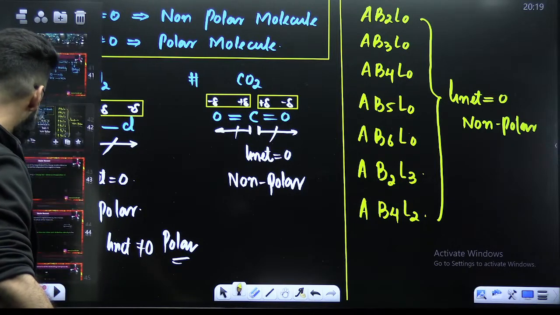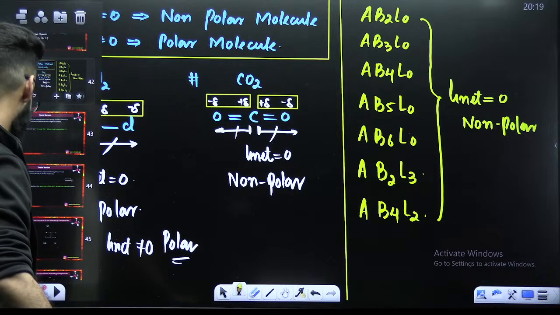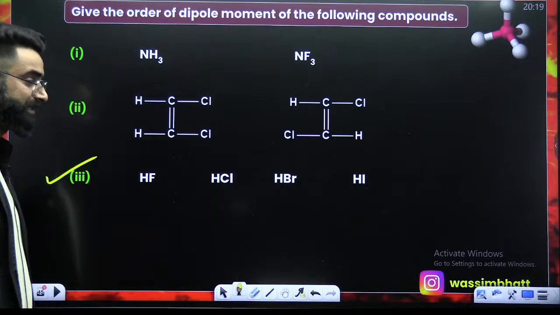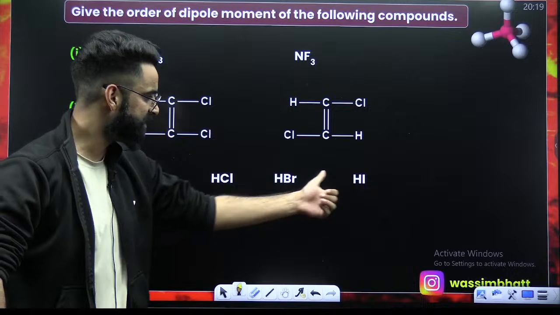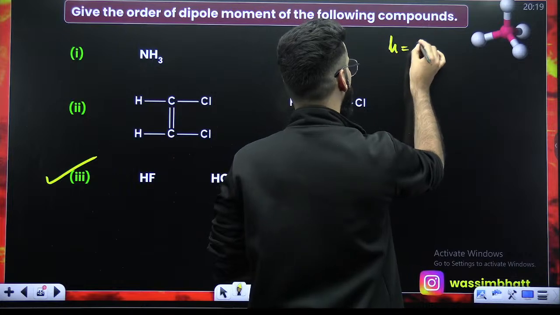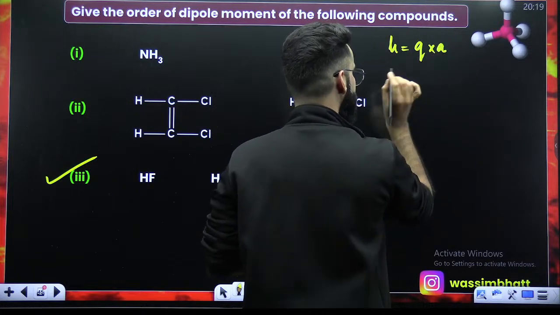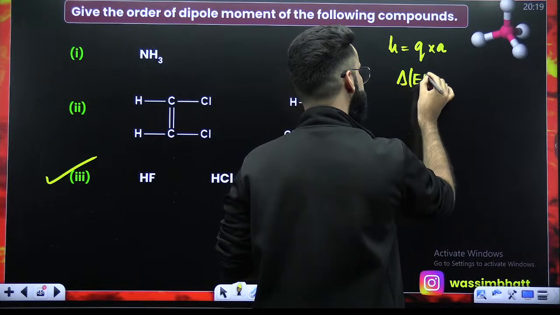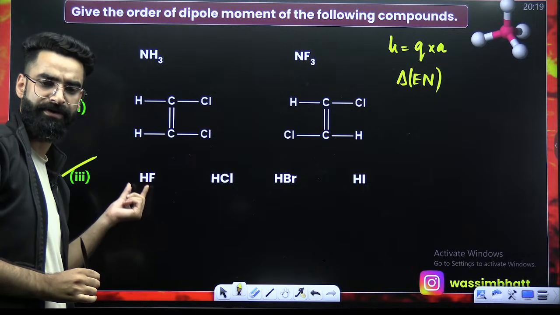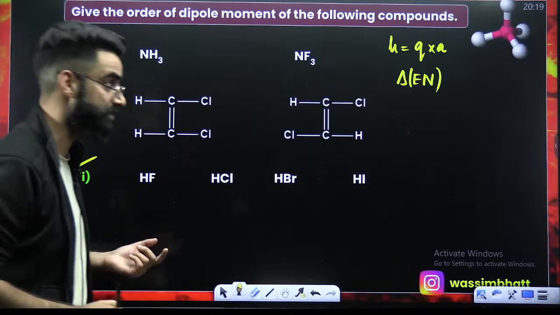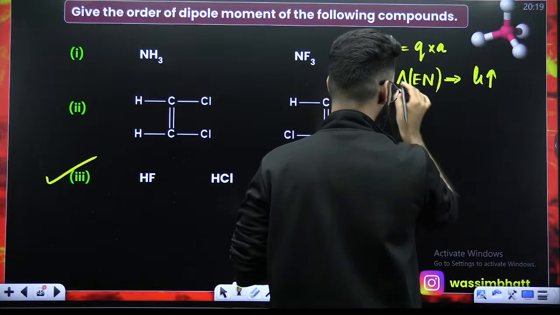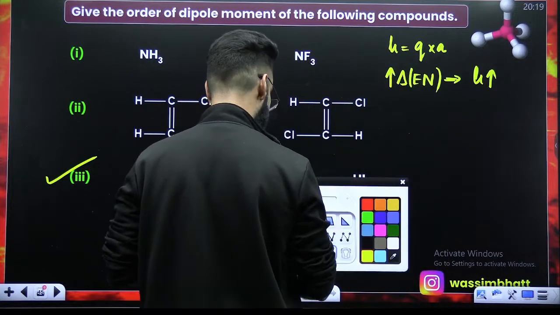Now guys, if all this stuff is clear, then it's high time to solve the questions. Start with the third question. HF, HCl, HBr, HI. In short, your dipole moment is equal to Q multiplied by d, right? So can I say, the more the electronegativity difference between the atoms, the more will be the charges on the atoms. The more the charges on the atoms, the more will be the dipole moment, right?